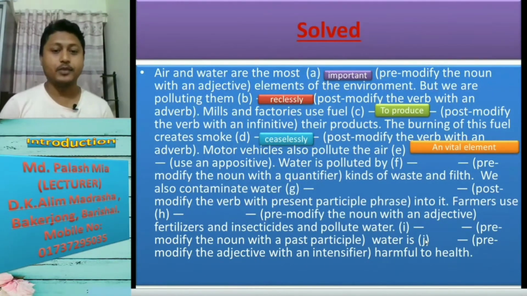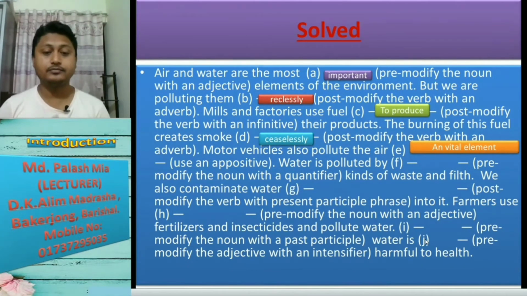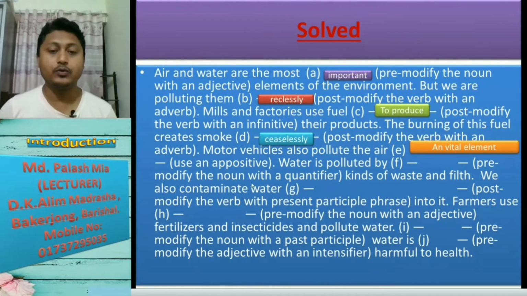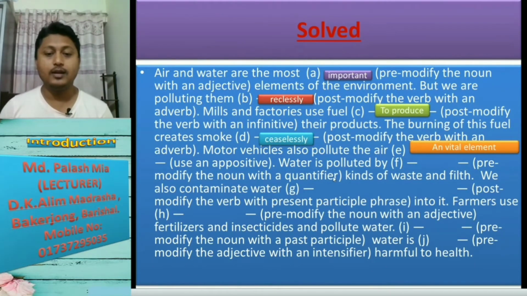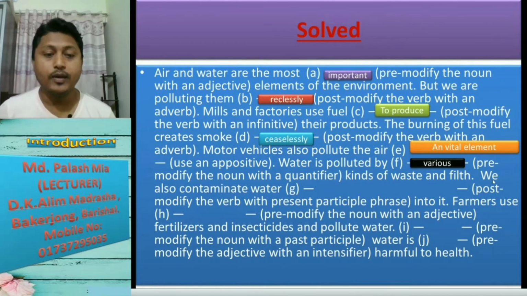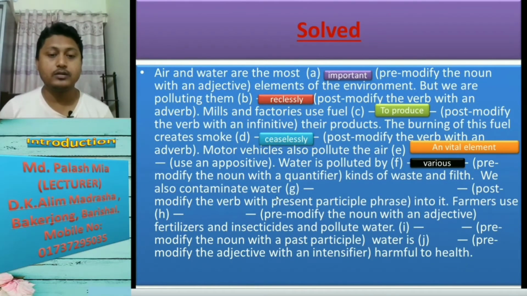Okay, students, here we can see water. Water is polluted by... pre-modify the noun with a quantifier. You know the quantifiers. What are they? That is few, little, many, much. They are quantifiers. Okay, so various kinds of waste and filth. We can easily identify various. So water is polluted by various kinds of waste and filth.